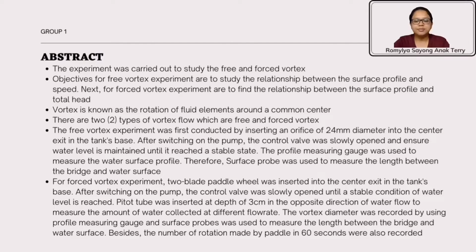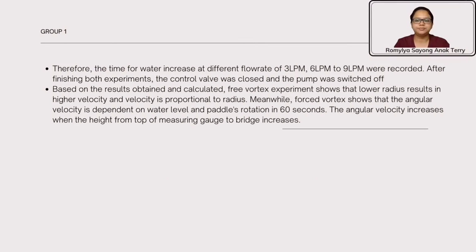The vortex diameter was recorded using the profile measuring gauge, and the surface probe was used to measure the length between the bridge and the water surface. Besides, the number of rotations made by the paddle in 60 seconds was also recorded. Therefore, the time for water increase at different flow rates of 3 liters per minute, 6 liters per minute, to 9 lpm was recorded after finishing both experiments. Then the control valve was closed and the pump was switched off.